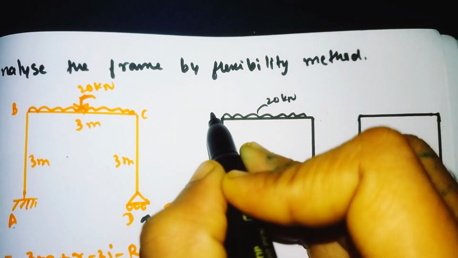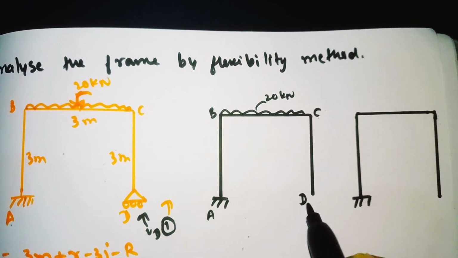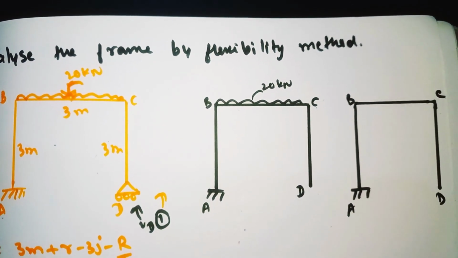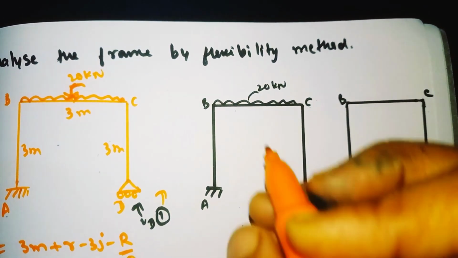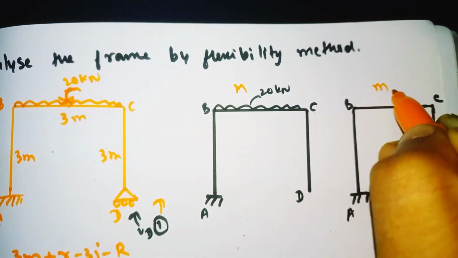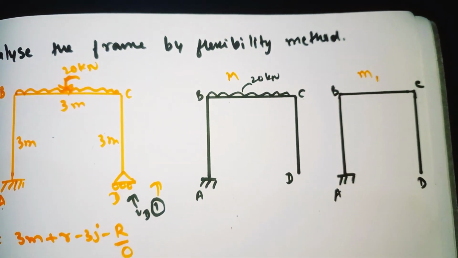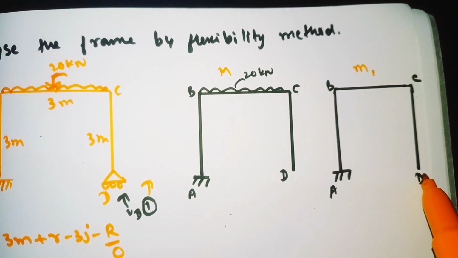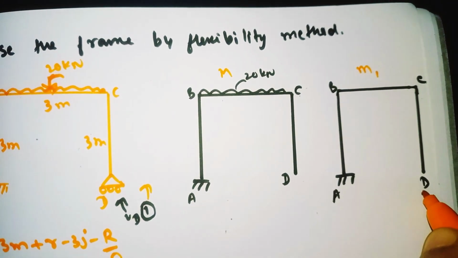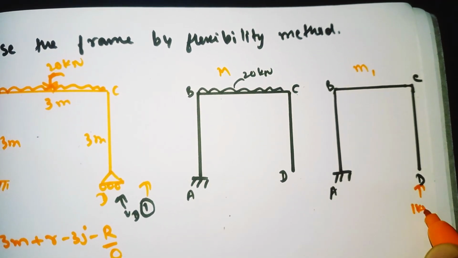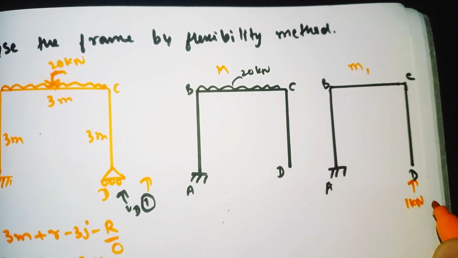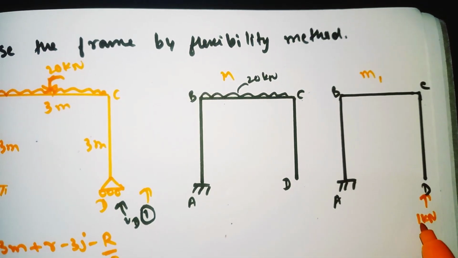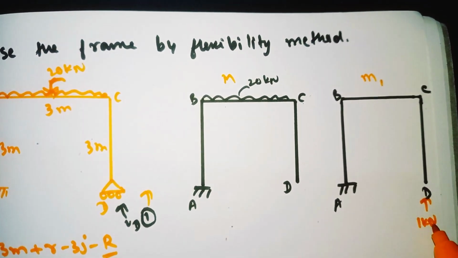This is points A, B, C and D. Here also points A, B, C, D. So now this structure is called capital M, and this is called M1, the moment for coordinate number 1. And now we need to apply a unit load of 1 kilonewton at point D, that is the point where we have removed the redundant. At that point we need to apply the unit load of 1 kilonewton.